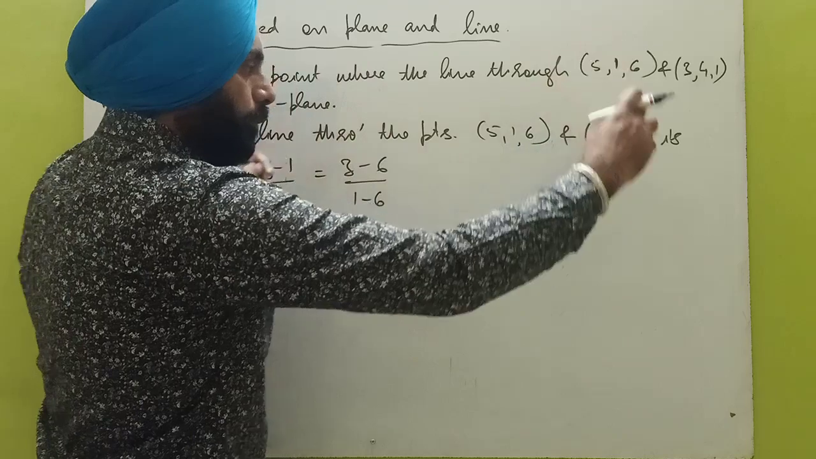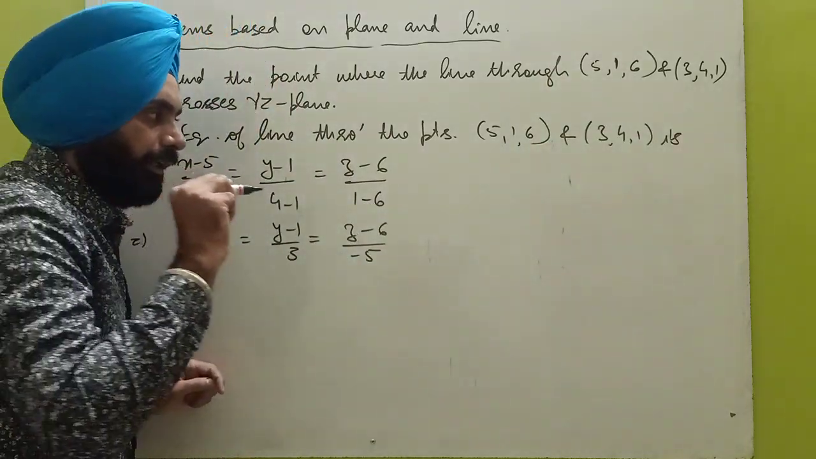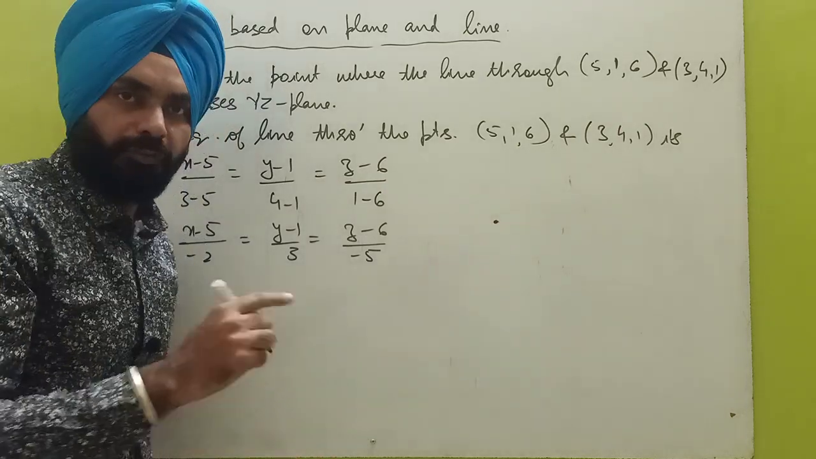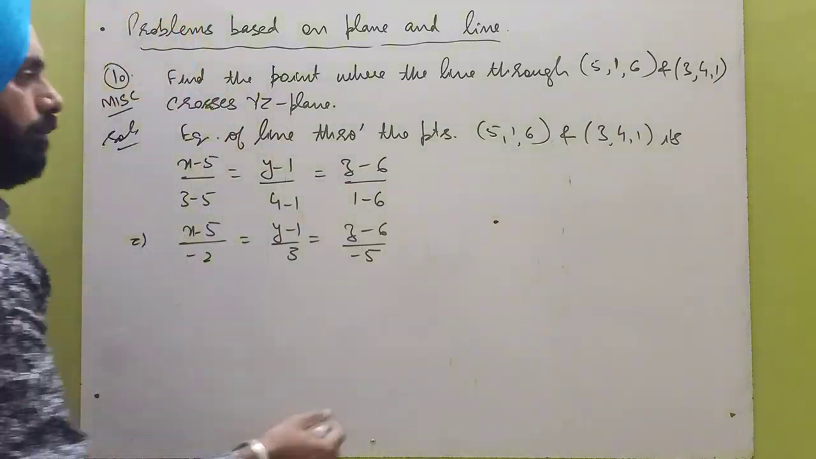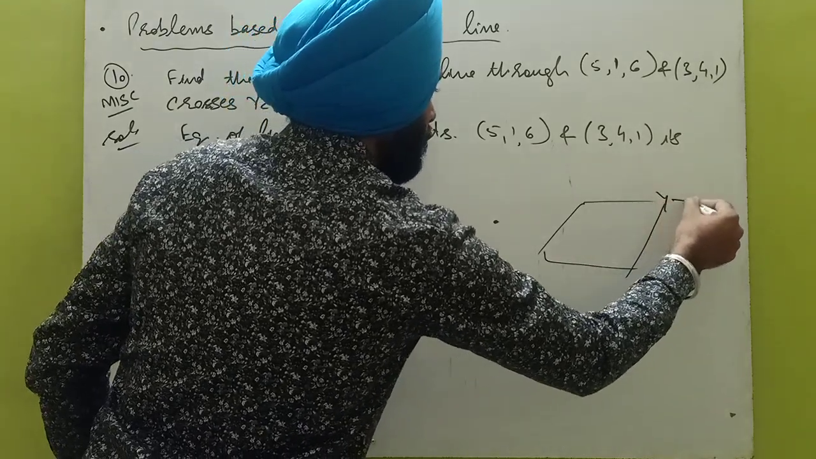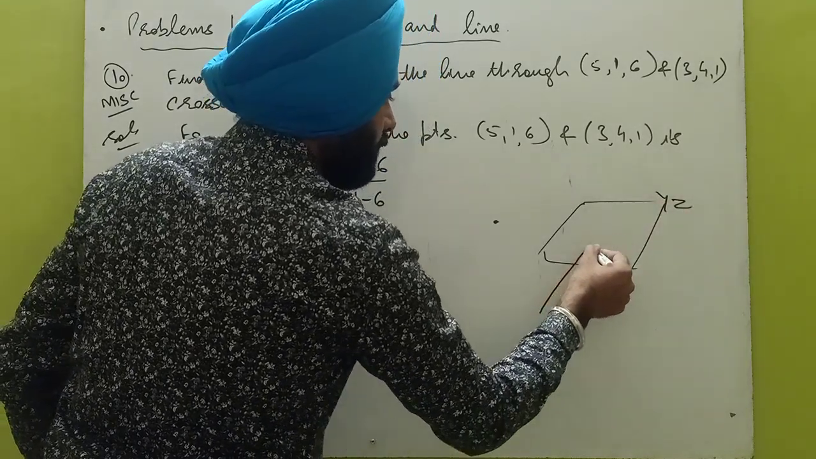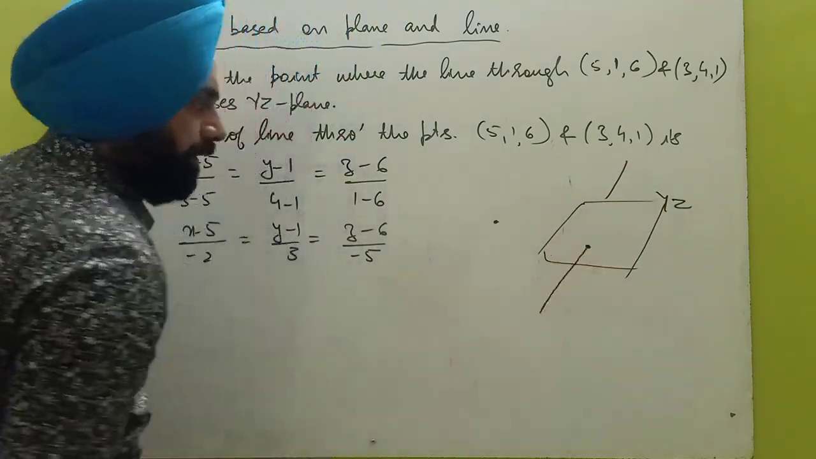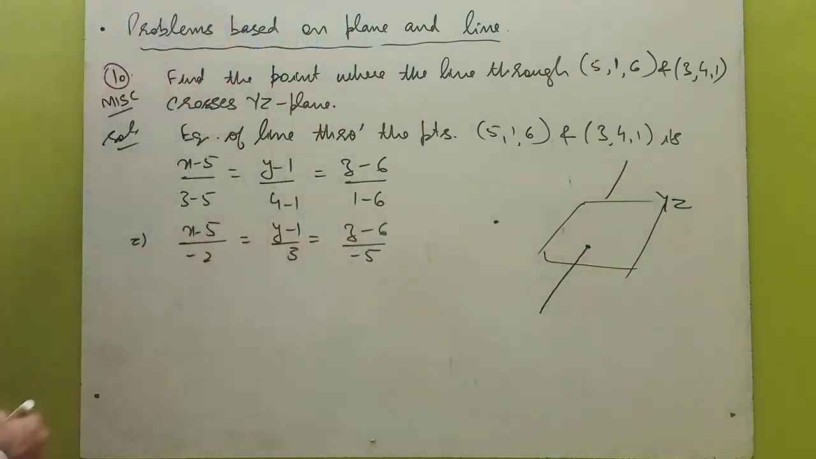Now this line crosses YZ plane. Suppose that this board is a YZ plane and our line is passing through the plane. So we have to find that point from which the line is passing. Means suppose this is YZ plane and line is passing just like this. We have to find the coordinates of this point. Means one point is common between line and plane.